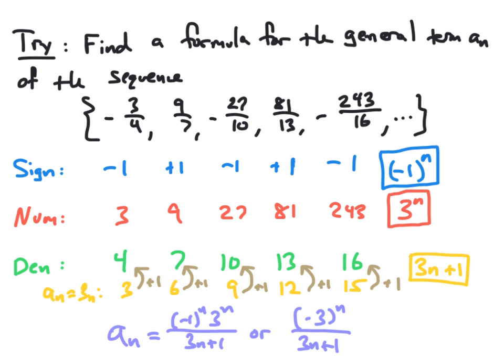Putting all of these together, we get a sub n is going to equal negative 1 to the n times 3 to the n all over 3n plus 1. Or if you'd like to simplify the numerator, since both terms are raised to the nth power, we could rewrite the entire formula as negative 3 quantity to the nth power divided by 3n plus 1.